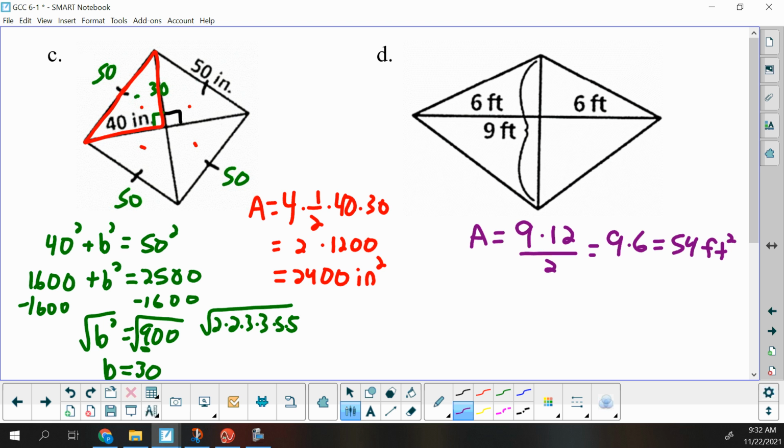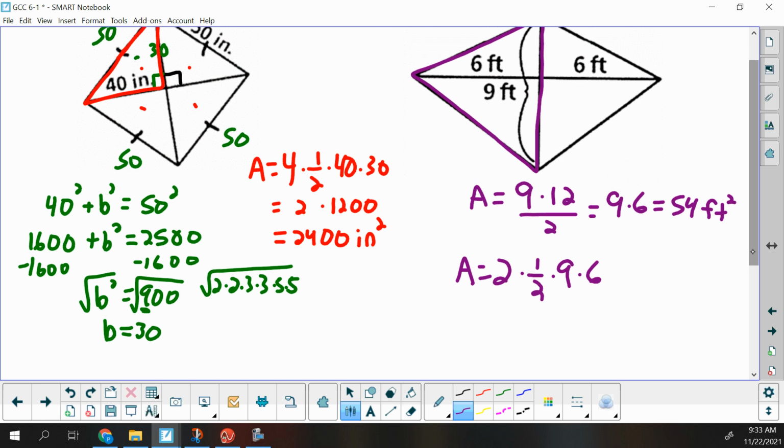Okay, but if you don't have that formula memorized, you can still do the problem, and you would do it by just splitting it into 2 triangles. Well, those 2 triangles are the same. They have the same base and they have the same height. So let's do area equals 2 times, and we'll just do the area of that purple triangle. We'll have 1/2 times our base of 9, and then the height would be 6. Well, 2 times 1/2 is just 1. 1 times 9 is 9, and 9 times 6 is 54. So notice it gives you the same thing.